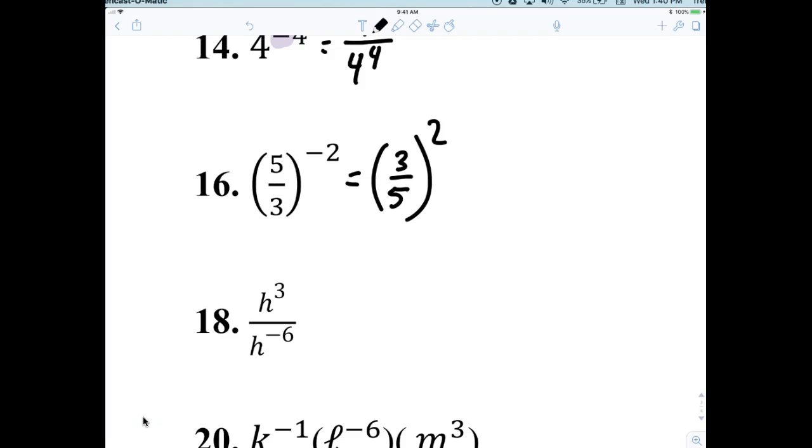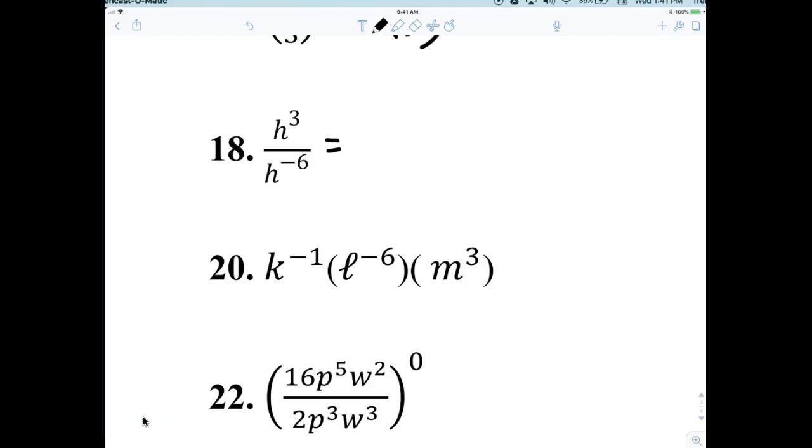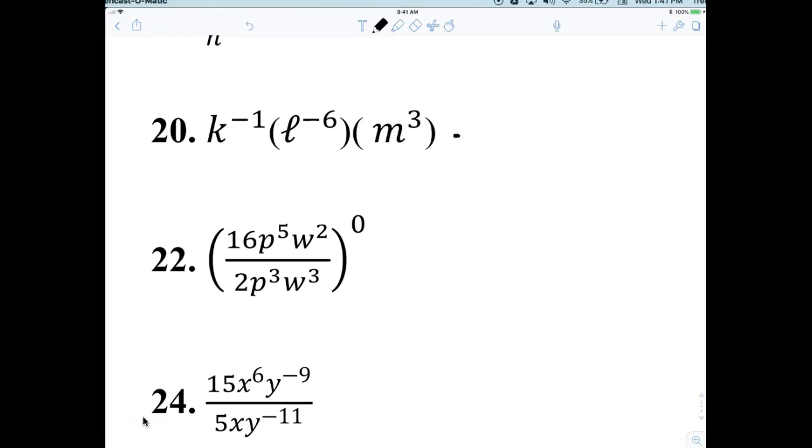Now, question number 18. Here we go. It is h cubed times h to the 6th, which is h to the 9th. Everybody take a look at that. Make sure you're good. Now, on question 20. The only thing that remains at the top is m cubed, k, l, 6.